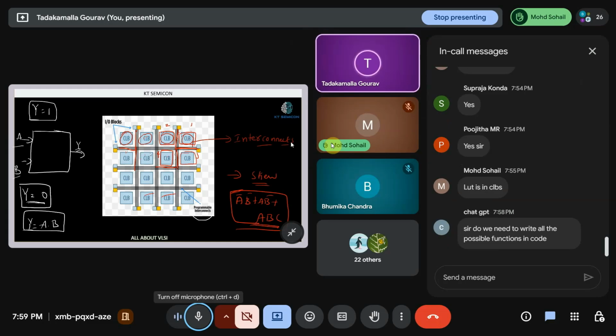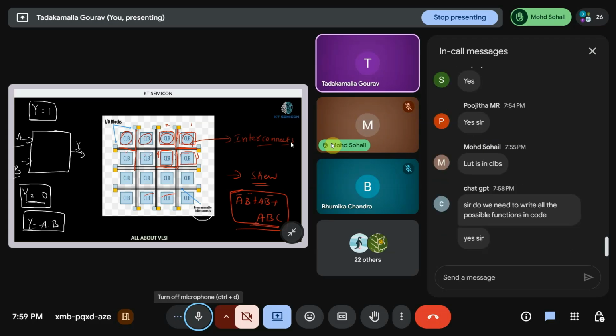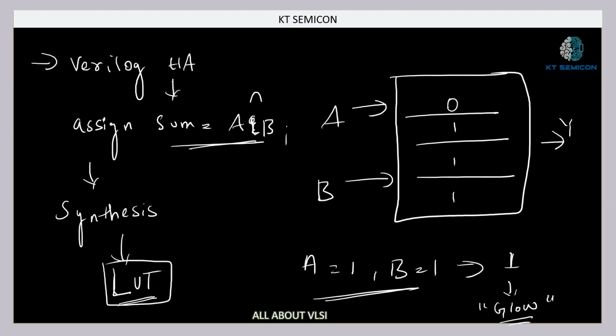Do we need to write all the possible functions in the code? No, no, no. The reason I mentioned all the possible functions is that I wanted to show you how powerful a simple LUT is. Using a two input LUT, you can get all these possible functionalities. Yes, Sohail, I think you have got my point.